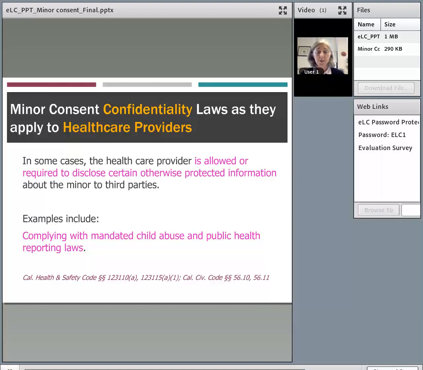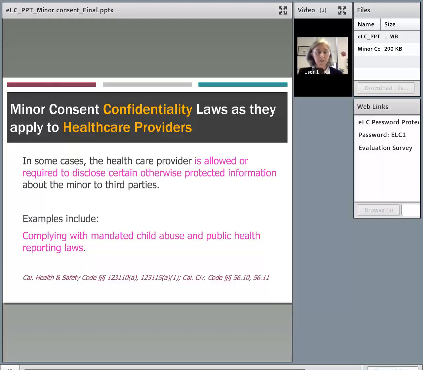Now, just because you are mandated to disclose otherwise protected information to the public health department or to child welfare doesn't mean that the information loses its confidentiality and is suddenly open and available to parents. But it is important that your clients understand that when you say something's confidential, it's not absolute, and that there are exceptions. And we'll talk a little bit more later about how to help explain confidentiality to your clients.